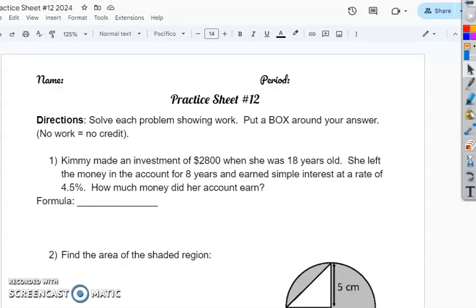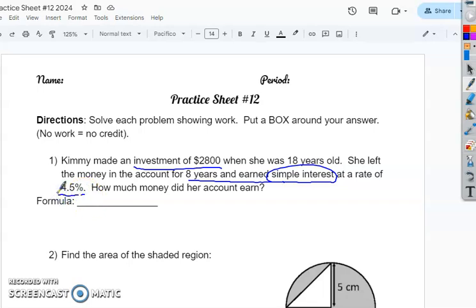Everyone. We are working on practice sheet number 12. Number 1 says, Kimmy made an investment of $2,800 when she was 18 years old. She left the money in an account for 8 years and earned simple interest at a rate of 4.5%.